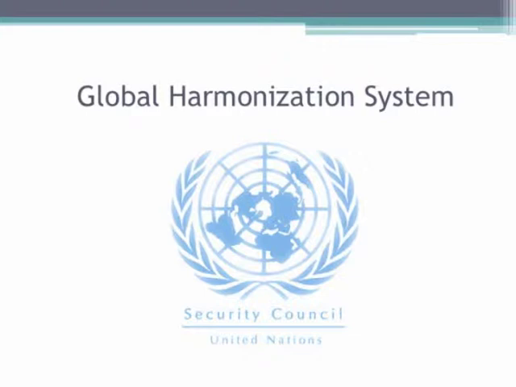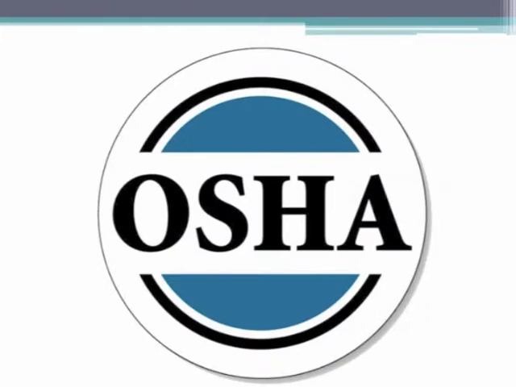The United Nations worked to develop the Global Harmonization System to address this safety issue. The Global Harmonization System sets a standard format for both SDSs, safety data sheets, and shipping labels. OSHA, the Occupational Safety and Health Administration, requires that this training be completed by December 1st, 2013. The manufacturers, importers, distributors don't need to convert to the new safety data sheet format until June 1st, 2015, and the shipping labels don't need to be converted until December 1st, 2015.